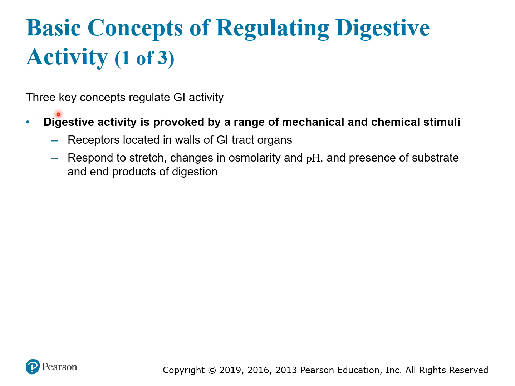Now there are three key concepts that regulate the GIT activity. First of all, the digestive activity is provoked by a range of mechanical and chemical stimuli. Receptors are located in the wall of the GI tract organs. They respond to stretch, changes in osmolality, pH, presence of substrate, and end products of digestion, just like we saw in that diagram. So the digestive activity can be provoked by mechanical and chemical stimuli, and the receptors are present in the GIT.